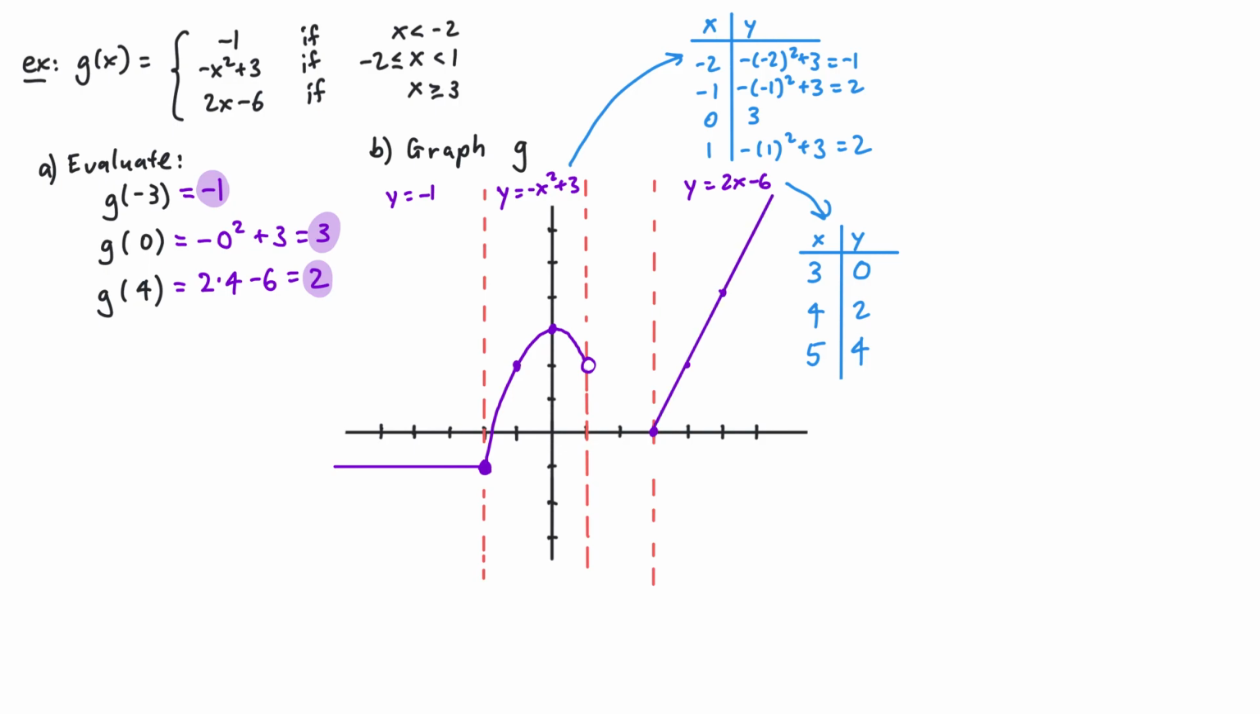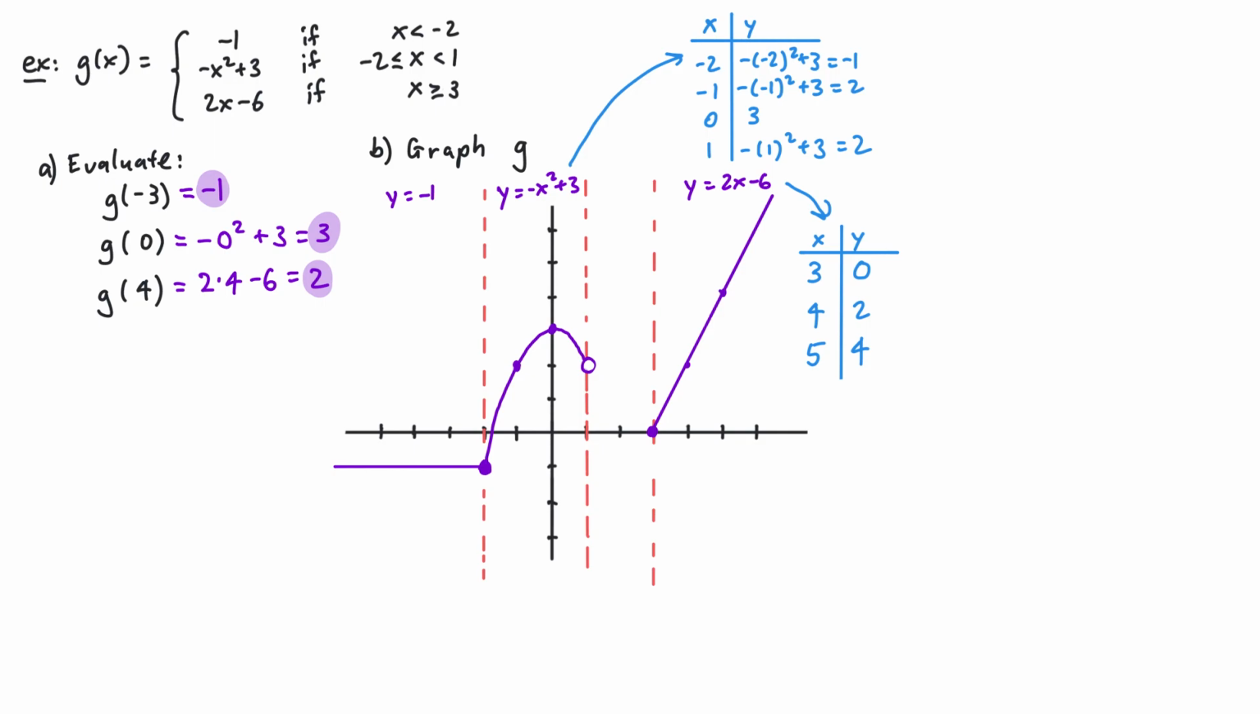One last thing to do is look at the boundary at x equals 3. Is this point (3, 0) included in my graph? Looking at the inequality for our third piece, we see that 3 is included in our third piece. So this should be a solid point at (3, 0).